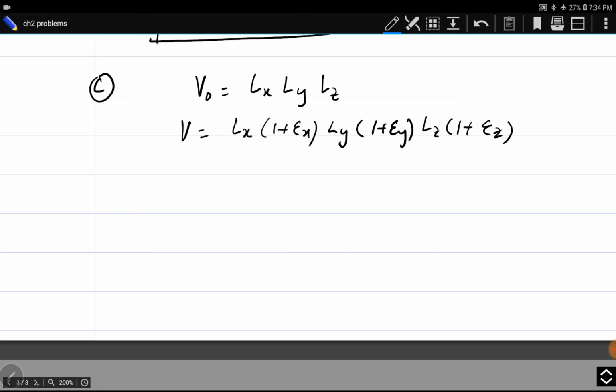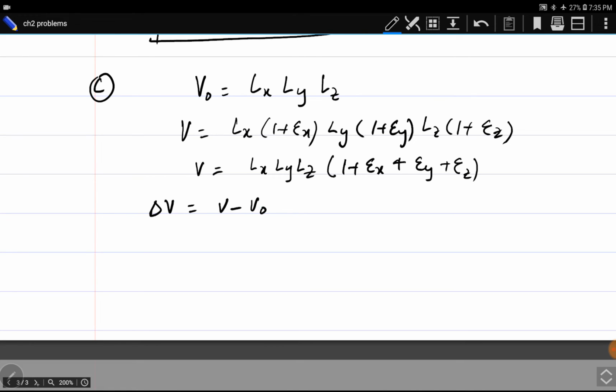Now if you simplify this term and ignore the terms which involve the product of two or three strain terms, this V will simply be Lx Ly Lz into 1 plus epsilon x plus epsilon y plus epsilon z. I have ignored the terms involving the product of the strain terms. Now the difference in volume will be final volume minus initial volume. So final volume is this one, initial is here.